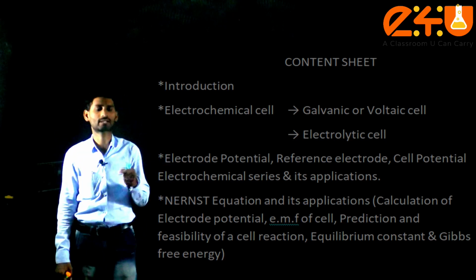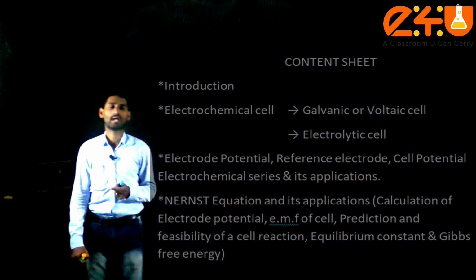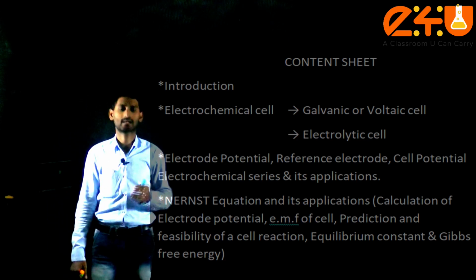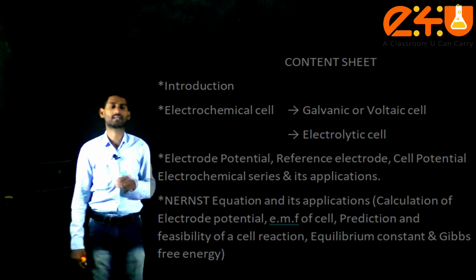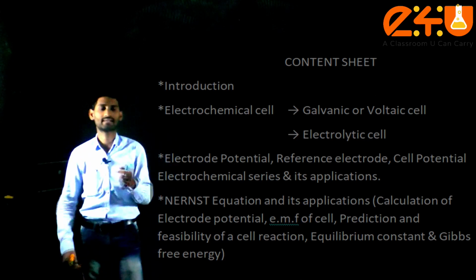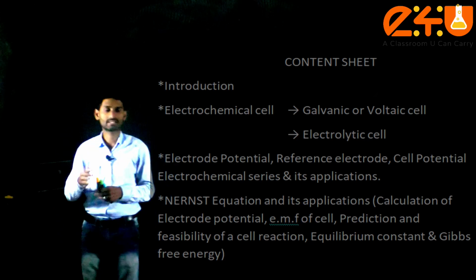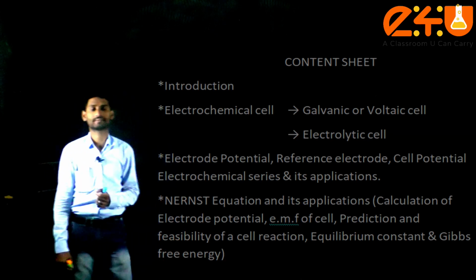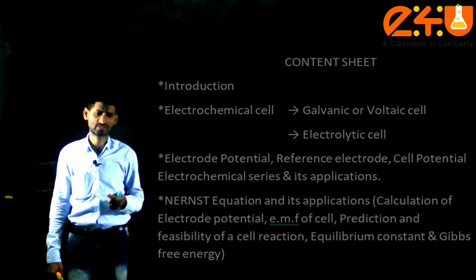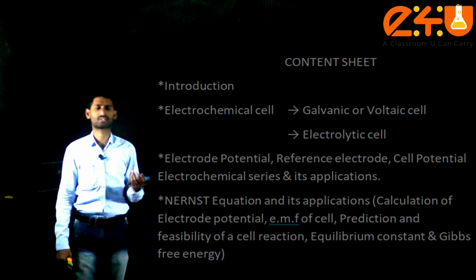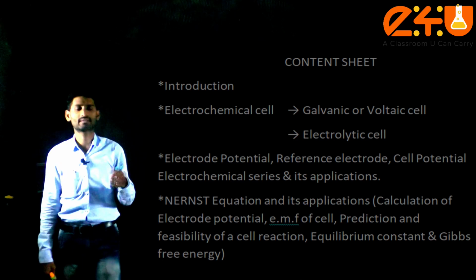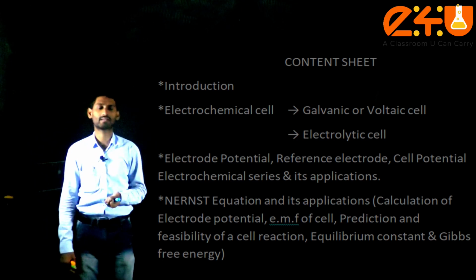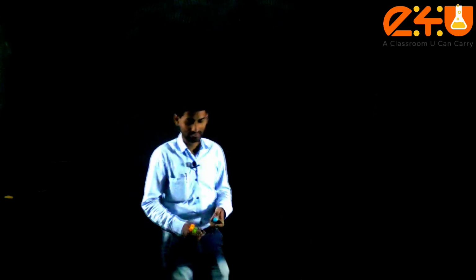Next, what type of reference electrode we have to consider and how to calculate cell potential. Then the electrochemical series, where we observe some metals and non-metals which are arranged, and its application. Finally, the Nernst equation and its application. From the Nernst equation we calculate electrode potential, EMF of the cell, and predict whether the reaction is spontaneous or non-spontaneous, that is feasible or not. Next, equilibrium constant and Gibbs free energy. Let us start here.